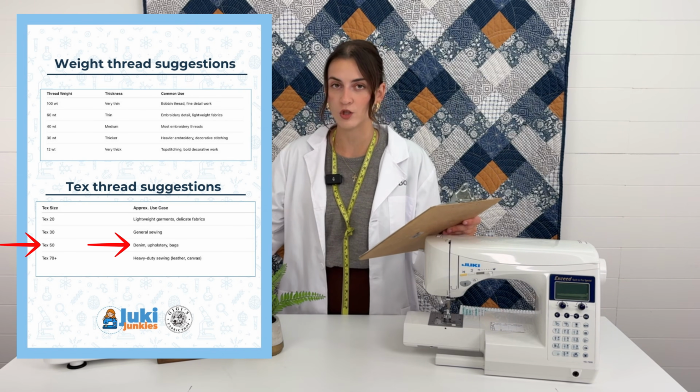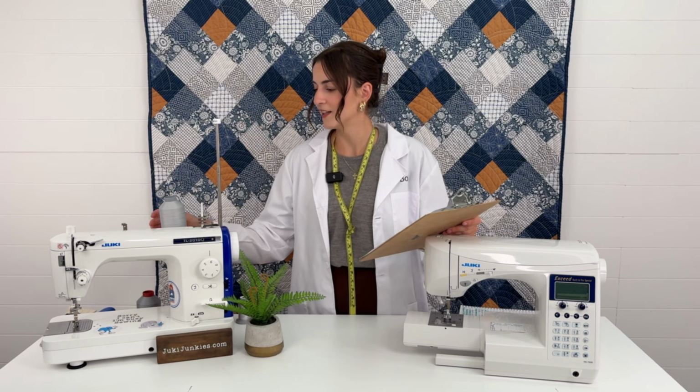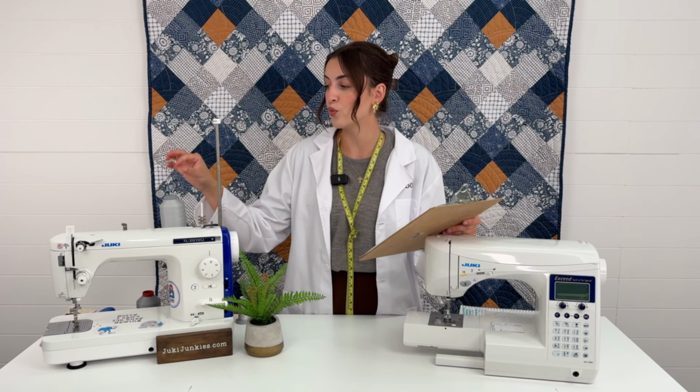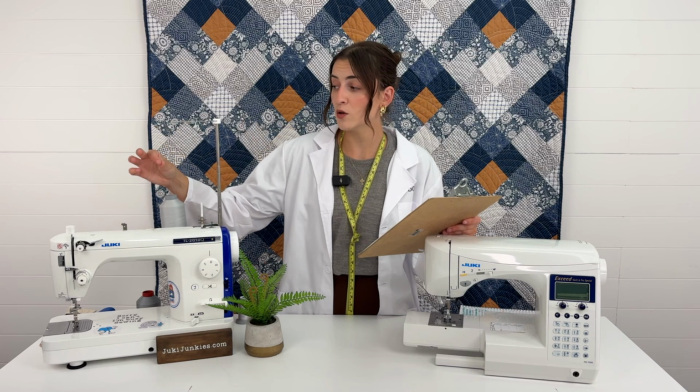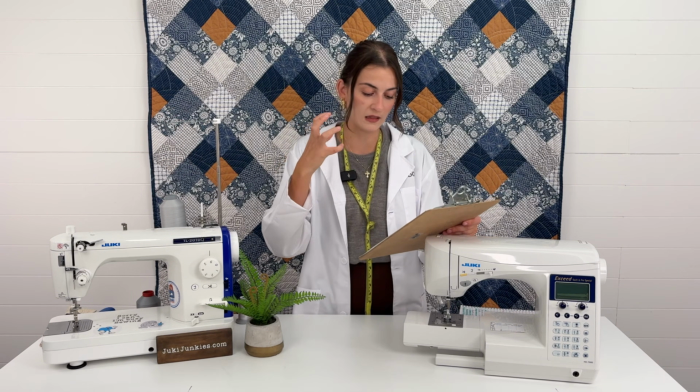So what we offer here at Juki Junkies is something like the Fusion Tex 45. This is going to be, or not this one, this one that's on the machine, the Fusion Tex 45. This is a really great place to start if you're looking for something to use, like you want to get in the industrial world, but you don't want to use anything super, super thick. This is also a really great thread to put together bags if you're working with lots of layers.